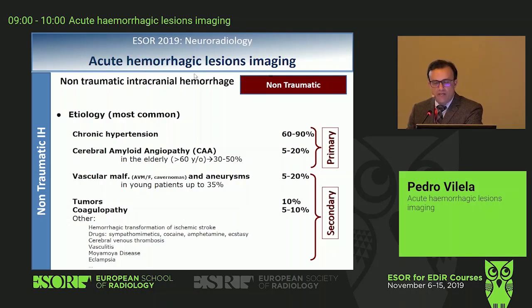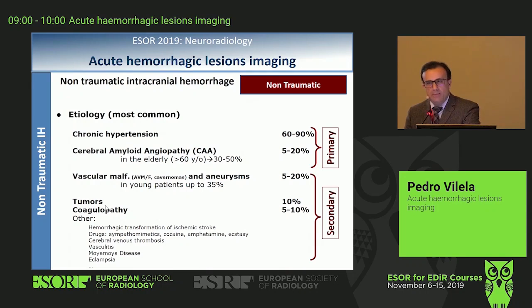Regarding non-traumatic brain hemorrhage, the most common causes are chronic hypertension and amyloid angiopathy, and amyloid angiopathy especially in the elderly population. When we go to younger patients, the most common causes are vascular malformations, especially brain AVMs. Then we need to think about many other diseases.